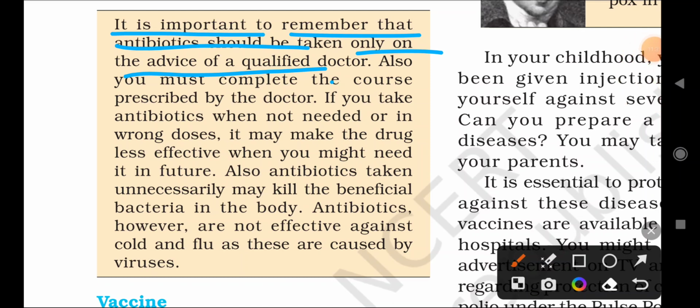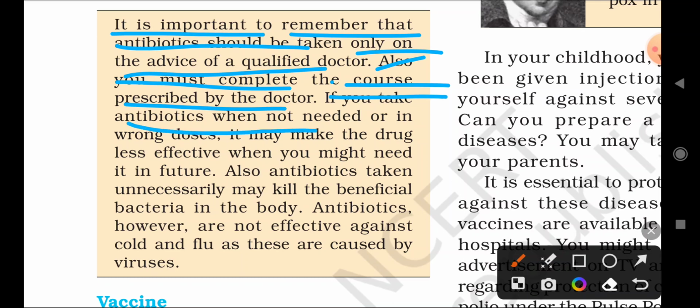Remember that. Also, you must complete the course prescribed by the doctor. If the doctor prescribes antibiotics, you have to complete the course. For example, if the doctor prescribes that you take them for 15 days, continue for 15 days, one after another. You have to complete that course. If you do not, you will have the disease again.